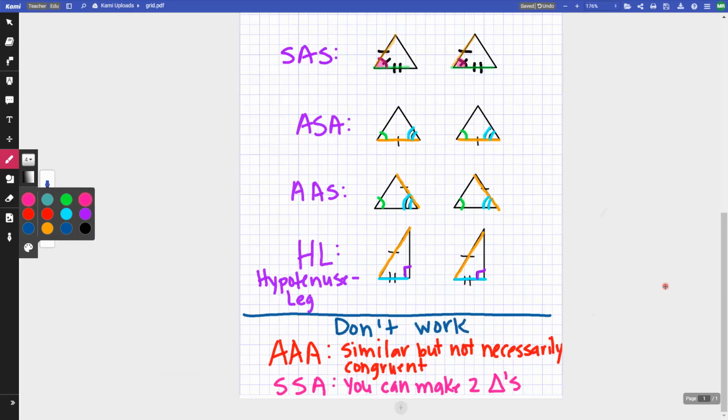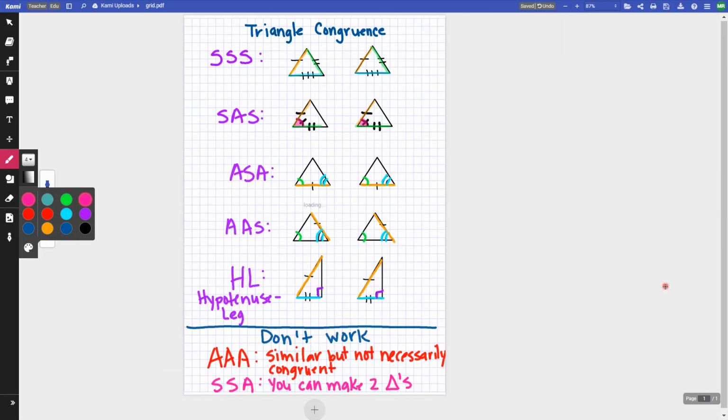So we added this into our composition book. So make sure you add that in.